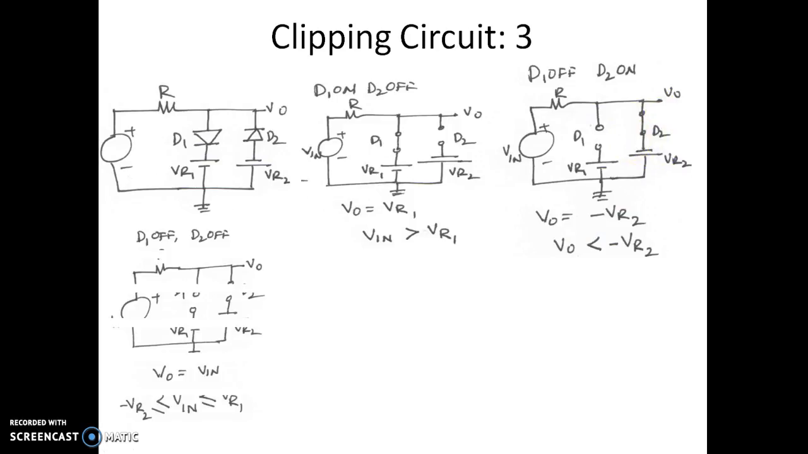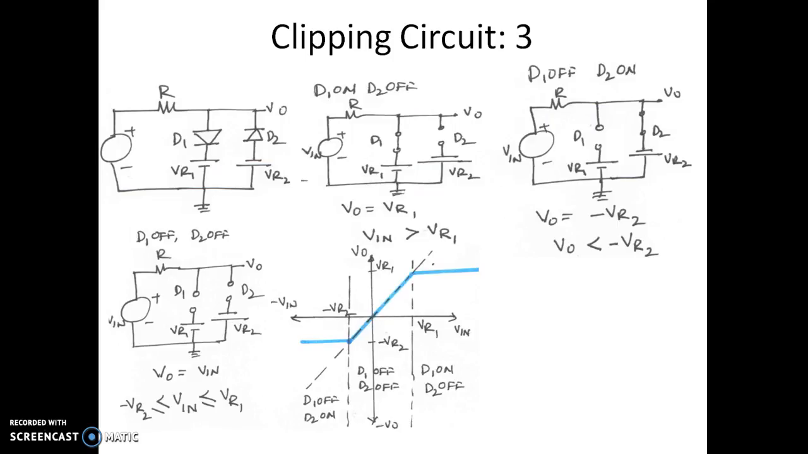Now we shall see the condition when both the diodes are off. There is a possibility that both the diodes can be off. As you can see here, when both are off, the equivalent circuit looks like this. The output voltage is exactly equal to the input voltage. Both the diodes will be off when the input voltage is less than VR1 but more than minus VR2. During that condition, both are off, so we end up with the output voltage equal to the input voltage. In this particular circuit, there is no condition where both the diodes are on.